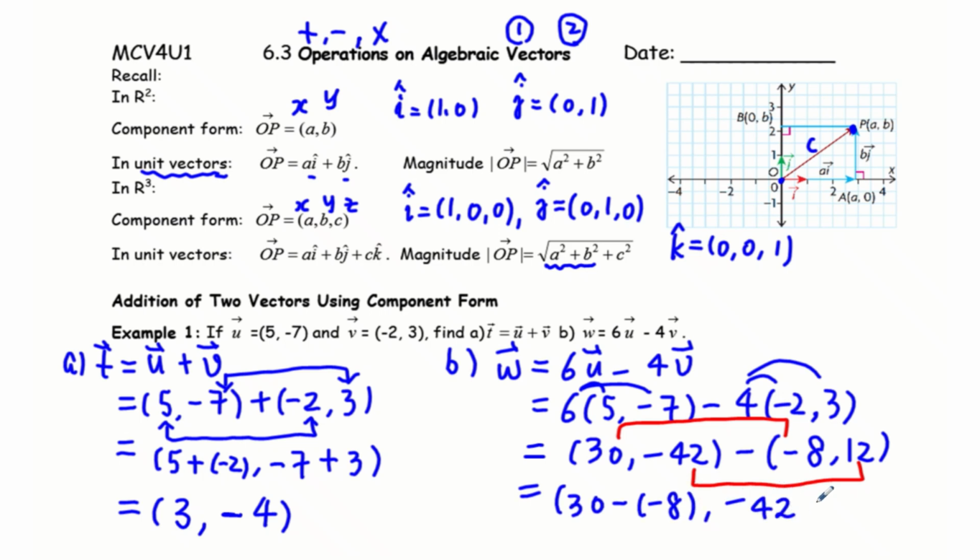-42 minus 12. Then do the integer adding, subtracting. We have 38, negative. Double sign is negative times negative, positive. So 30 plus 8 is 38. -42 minus 12, larger number is negative, so the final answer is negative. We just add the numbers if they are the same sign. So 42 plus 12 is 54. Then it's done.